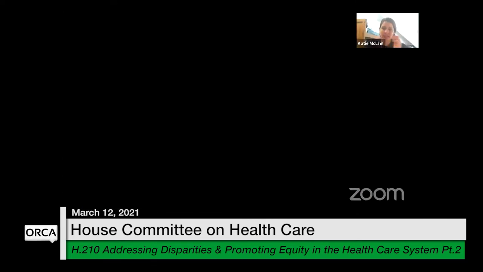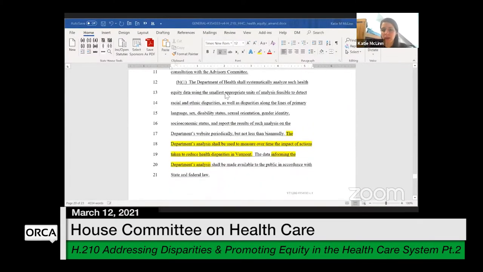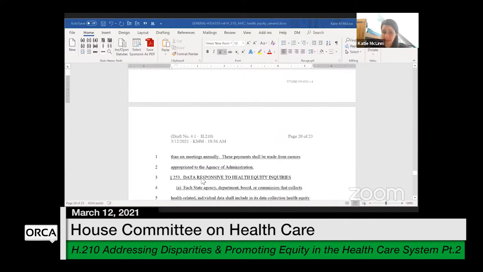So I've added language in two places and it's highlighted in yellow. This is the data collection section and I'm in subsection B, the one that is referencing the Department of Health. The Department of Health shall analyze. And this is the sentence that Representative Lippert was suggesting to add, that the department's analysis shall be used to measure over time the impact of actions taken to reduce health disparities in Vermont. And then I just have a little addition here. The data informing the department's analysis shall be made available to the public in accordance with state and federal law. So that's one addition. And then I'm going to scroll up and bring you to the commission section.